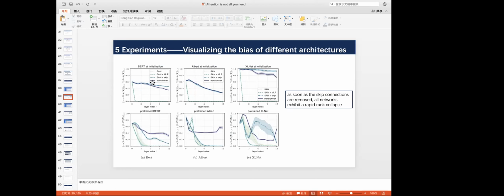It seems like there's a difference in the patterns starting from a randomly initialized model and starting from a pre-trained model. So from the randomly initialized model, the SAN plus skip, which is, I guess, the transformer without the MLP, right? Yeah, right. It seems to have kind of equal performance or better than the full transformer architecture, right? When we're talking about randomly initialized, like the top row.